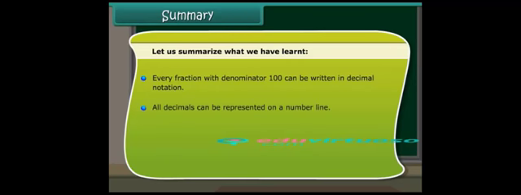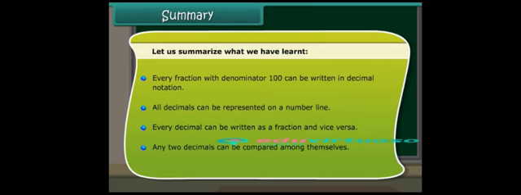All decimals can be represented on a number line. Every decimal can be written as a fraction and vice versa. Any two decimals can be compared among themselves.